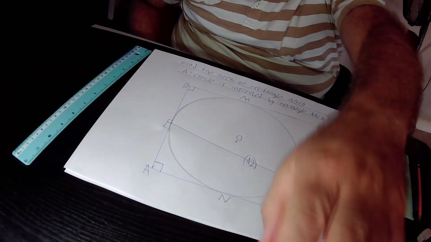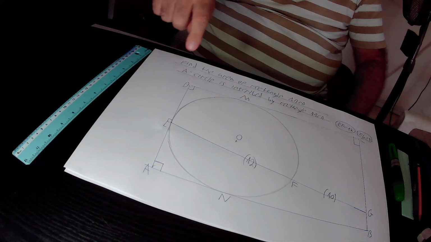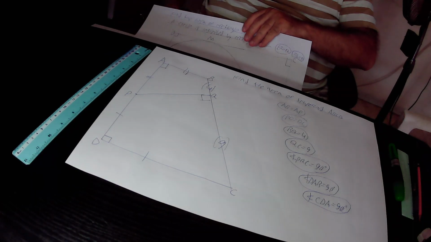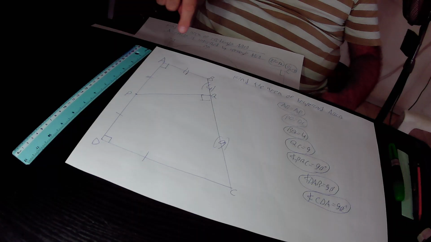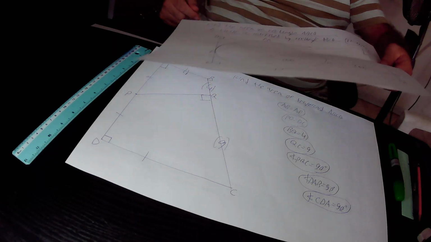Hello, in this lecture we'll answer two questions. In the first question, we'll find out the area of this rectangle ABCD that blocks this circle, and in the second question, we'll find out the area of this trapezoid ABCD. So we'll start with the first question.